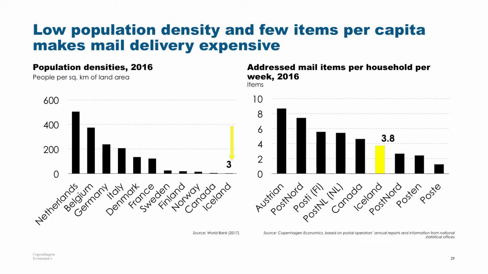Another thing that is more related to delivery speed and frequency is that Iceland is a country with quite a low population density, especially compared to many other countries around the world. That means that it's quite expensive to deliver. You have to travel long distances between receivers of mail. Also, you don't send that many letters in Iceland compared to some other countries, so you have to travel long distances to deliver not that many letters, which of course makes it even more expensive.